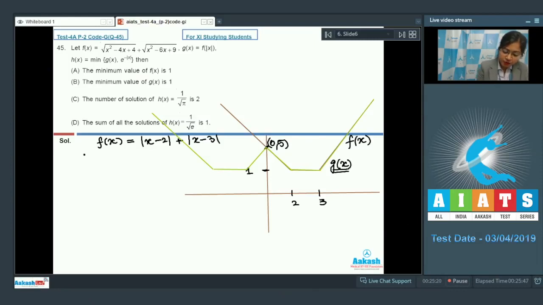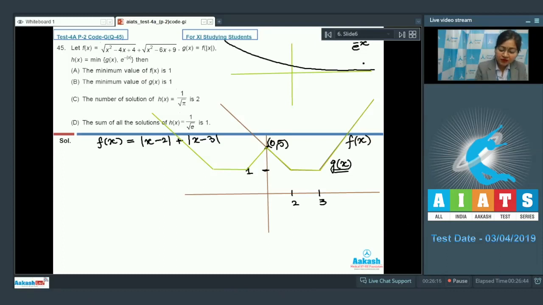Now h(x) is equal to the minimum of g(x) comma e raised to the power minus |x|. g(x) we have already plotted. Let's plot the graph of e raised to the power minus |x|. Firstly, let's make its graph separately. Firstly, let's make the graph of e raised to the power minus x. Now, as x tends to infinity, the value will tend to 0, and when x tends to minus infinity, the value tends to infinity. So, the graph of e raised to the power minus x is like this.